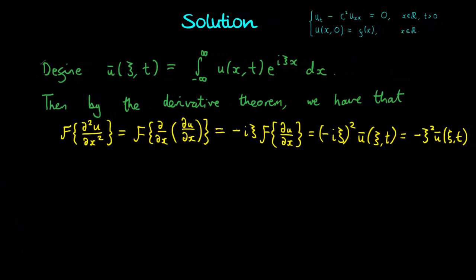First of all we should define what notation we're using. So when we start writing the solution, we define u bar in this way here. So that's the Fourier transform with respect to x.